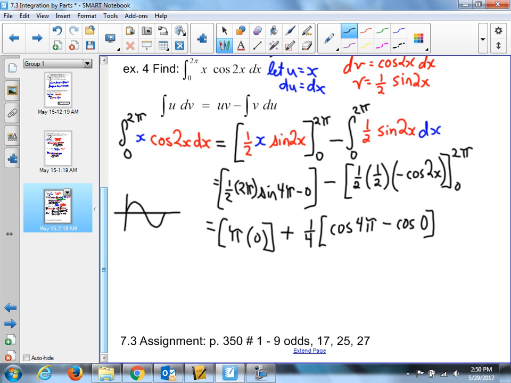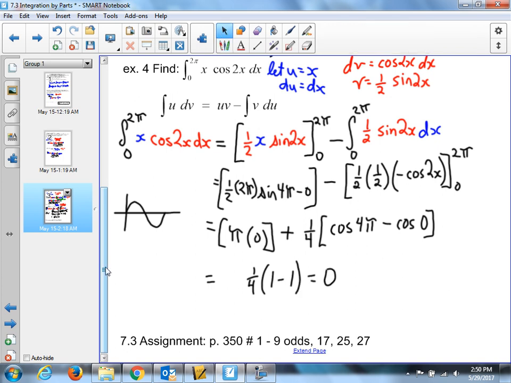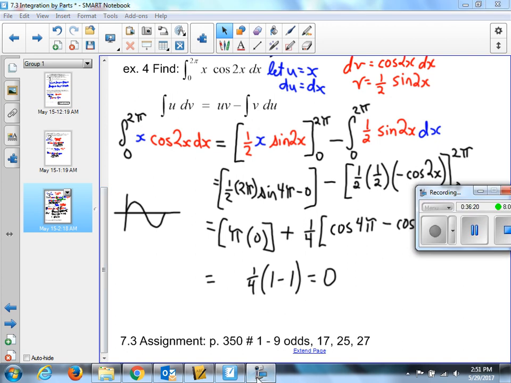What do we got here? What's cosine of 4 pi? 1. What's cosine of 0? Okay. 1/4 times 1 minus 1 is 0. If you just put 0 down, though, I give you 0 marks. You got to show some work for that one. Now, give her beans on this stuff over the next few.